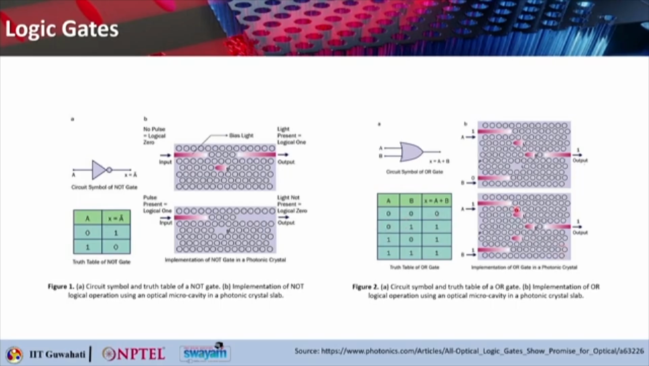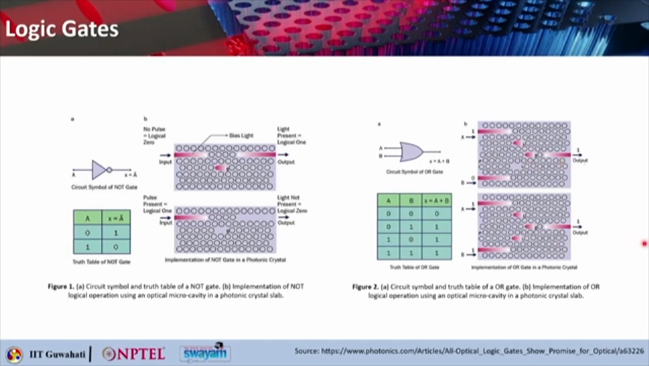Here is how the structure of the OR gate in photonic crystals will look. You are basically having 3 optical cavities. These L and S are the 3 cavities. The 2 L ones are coupled to the input waveguides. This is one input waveguide, this is another input waveguide, and S is coupled to the output waveguide. This is the third cavity.